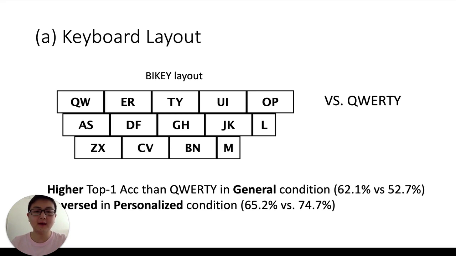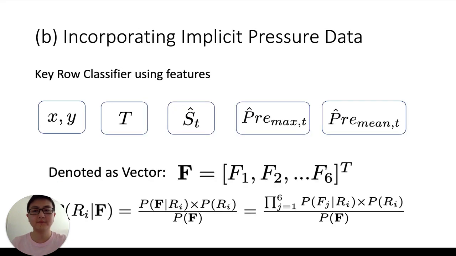Results show that by-key yielded higher top 1 accuracy in general condition, but the result is reversed in personalized condition. Here, general means that we merge the data of all users together and calculate accuracy together, while personalized means that we calculate accuracy person by person. The results indicated that by-key layout might compensate for the difference in touch point distribution among different participants, but the compensation is not enough for personalized use.